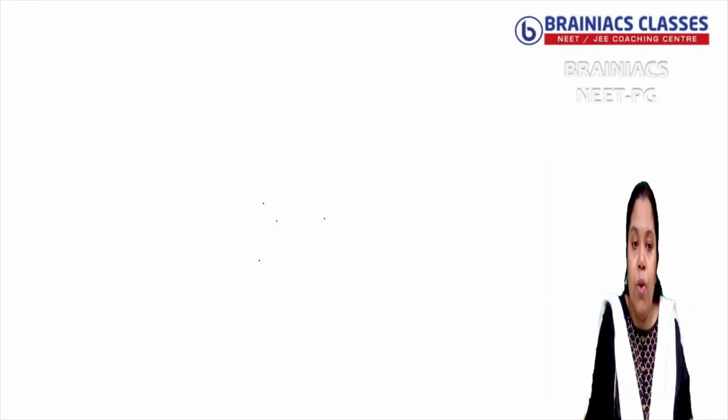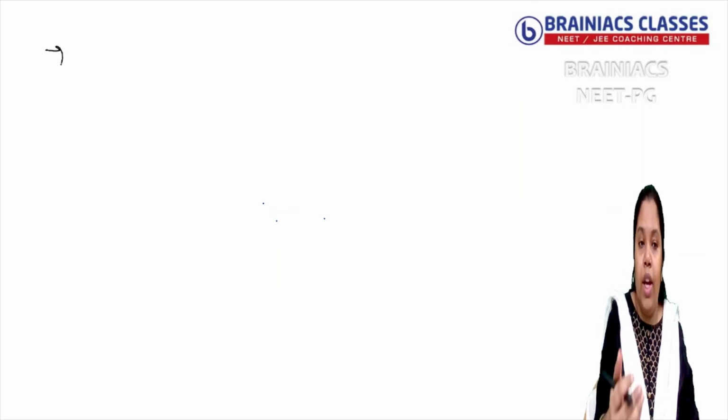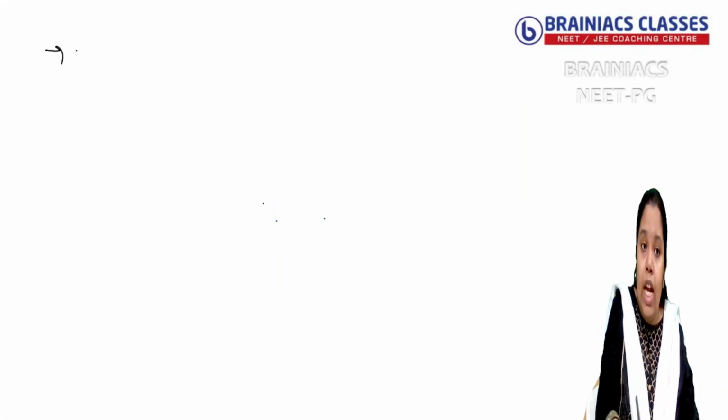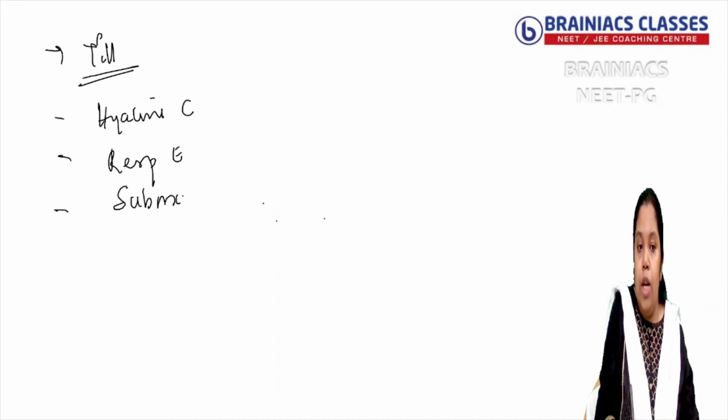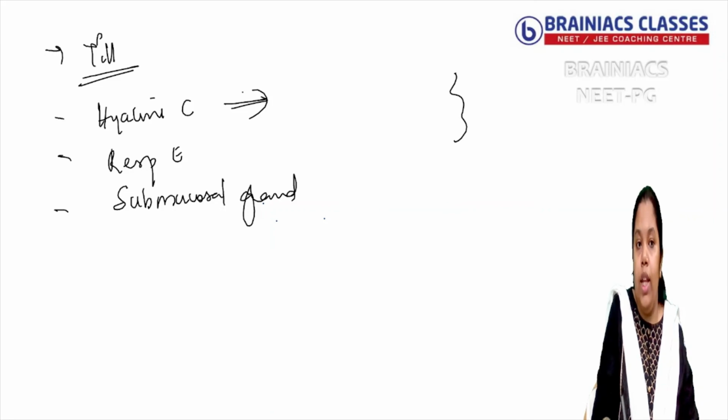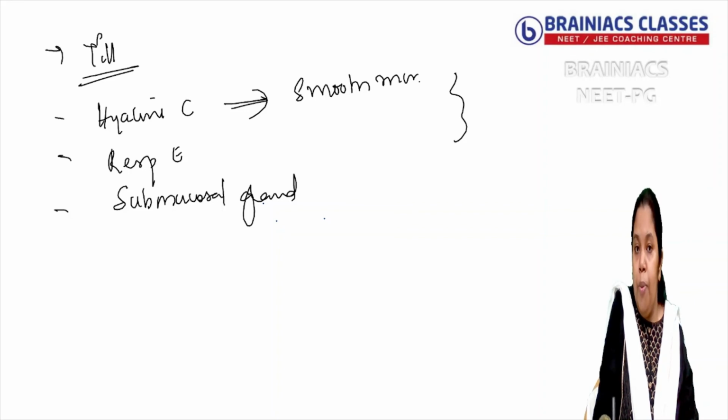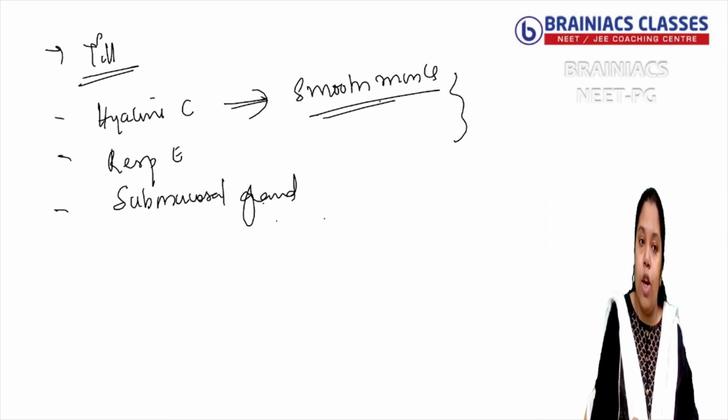So if you ask me what structures are present till the bronchi: the hyaline cartilage is present till bronchi, the respiratory epithelium is present till bronchi, then the submucosal glands are present till bronchi. Now, what happens to these substructures? Below the level of bronchi, the hyaline cartilage will disappear and be replaced by smooth muscle. So the bronchioles will have smooth muscle instead of cartilage.